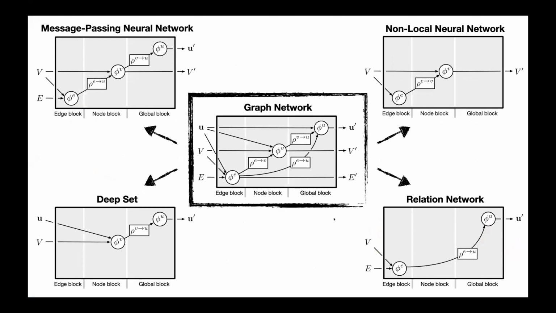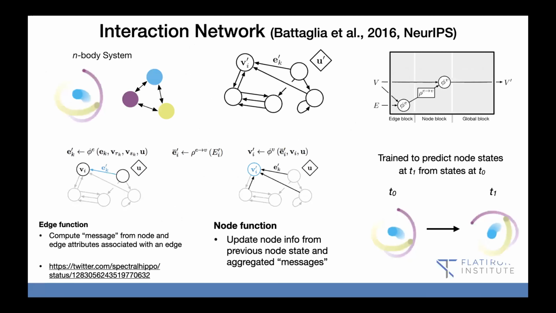Before I go too far, I'm going to say one more thing about graph networks and how they relate to all the other types of networks. You can actually take this and do message passing, neural network, deep sets, which a lot of us are very interested in recently, relation networks, non-local networks. So I'm going to pause here and ask for questions.